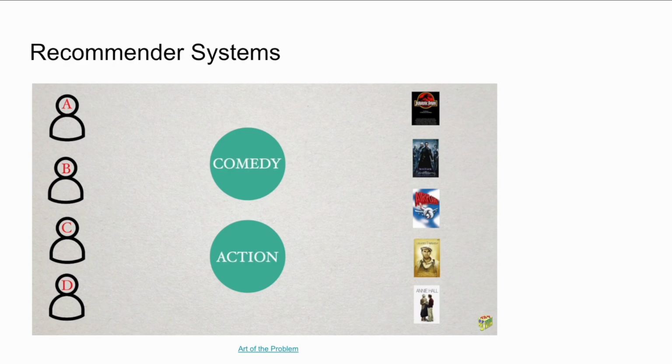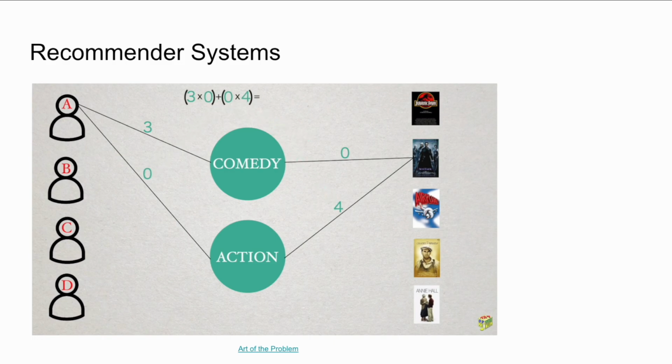That means if Alice likes comedy and hates action, we can represent her as 3-0. Each movie is also mapped to each feature in the same way. For example, The Matrix has no comedy and lots of action, so we could represent it as 0-4. And to determine whether someone will like a movie, we need to multiply these factors together. So we could represent the strength of connection between Alice and The Matrix as 3 times 0 plus 0 times 4 equals 0. So our estimation is that she will hate the movie.